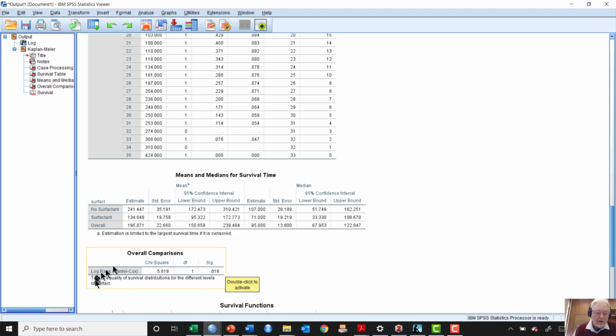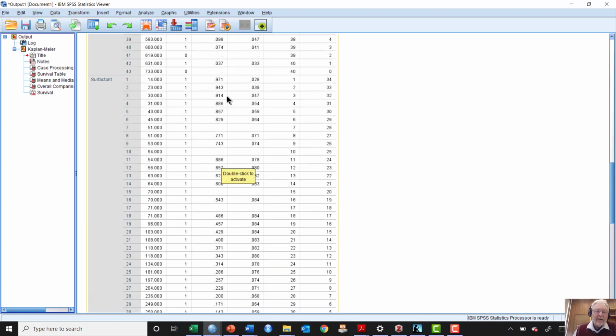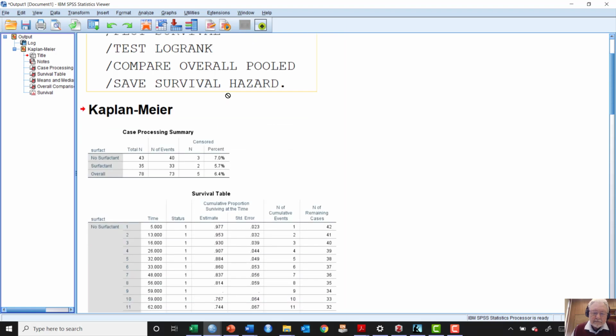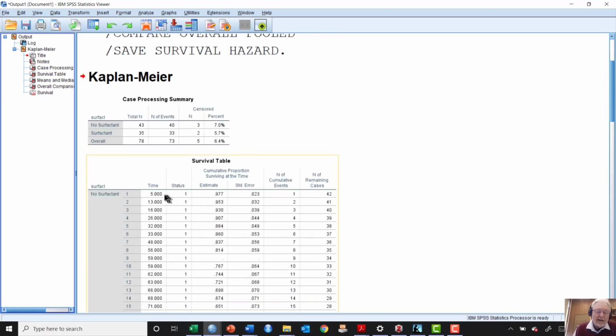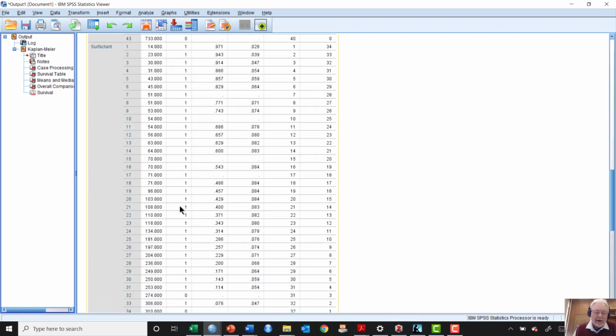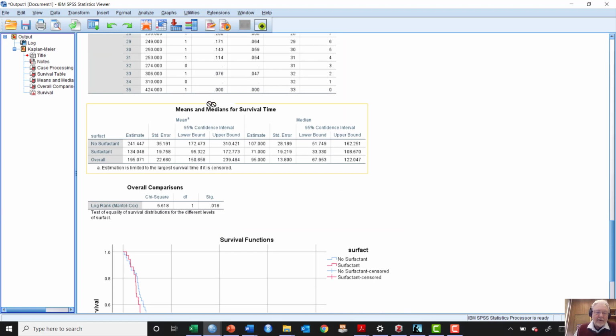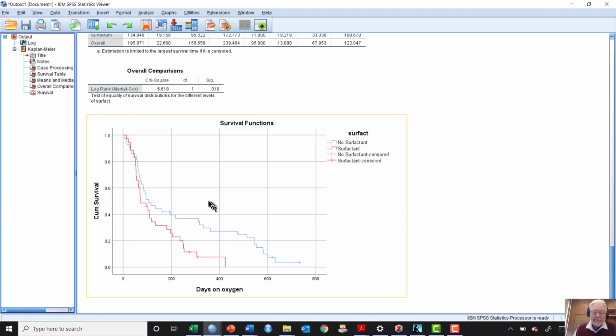We can see that the overall comparison for the log rank is a chi-square. It takes each of these observations and combines the no surfactant and surfactant groups. Like in chi-square analysis, it gives you an expected value and an observed value, and it looks at observed minus expected over the variation, and it sums across all those total points. Actually, it multiplies them all, but you end up with a chi-square.